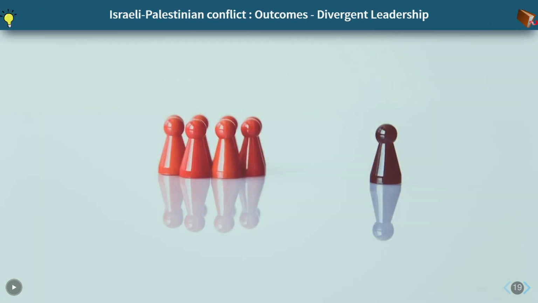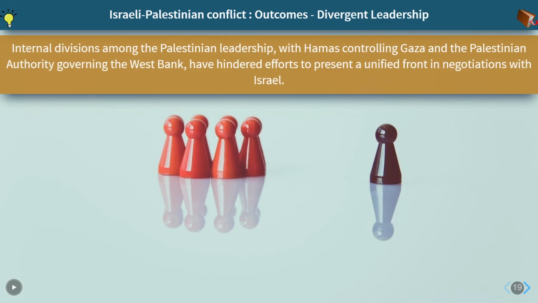Divergent leadership. Internal divisions among the Palestinian leadership, with Hamas controlling Gaza and the Palestinian Authority governing the West Bank, have hindered efforts to present a unified front in negotiations with Israel.